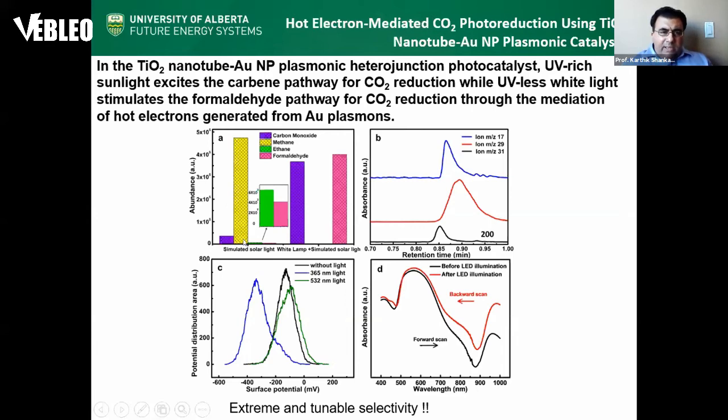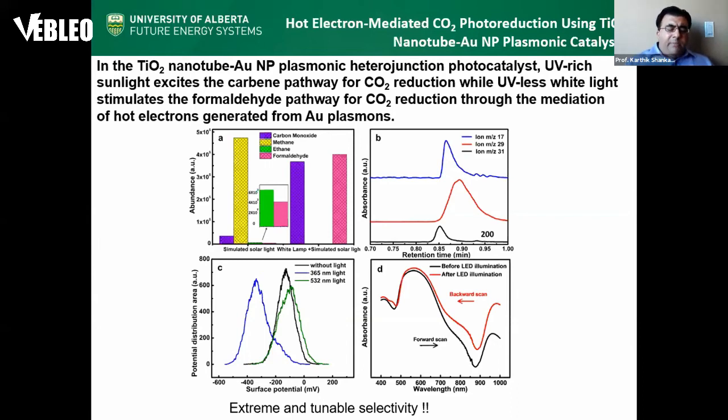But on the other hand, when we have a sequential illumination of first a white lamp and then sunlight, we observe an entirely different set of products. We see a much larger amount of carbon monoxide and a slightly larger amount of formaldehyde with almost no methane obtained. So this is remarkable if I can dwell on it a little bit. It's the same catalyst system, which consists of titanium dioxide periodically modulated nanotubes, a photonic crystal decorated with gold nanoparticles.